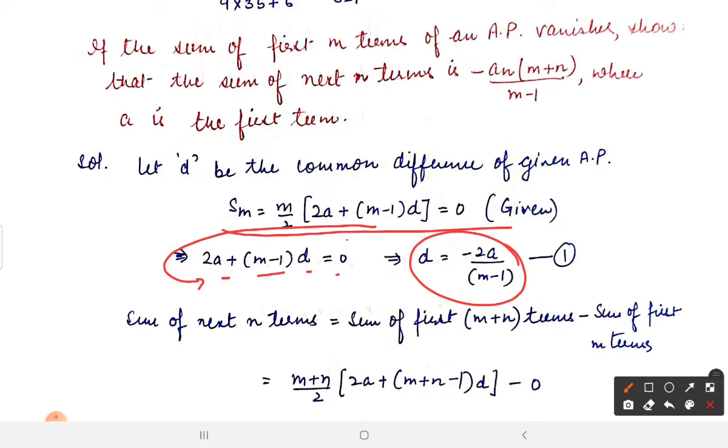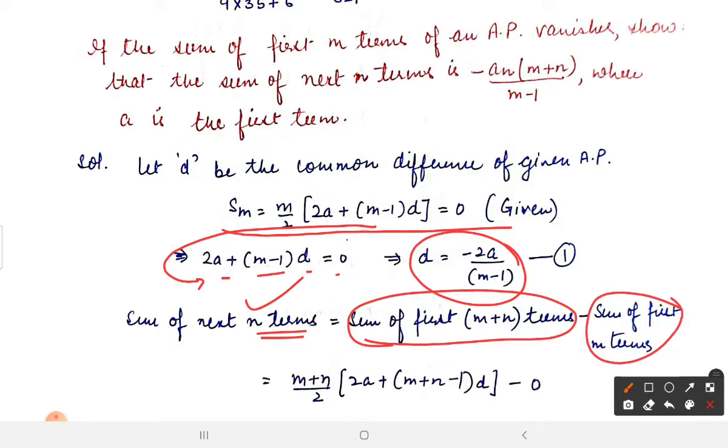We need to find the sum of next n terms. So what do we want to find? The sum of next n terms. To find the sum of next n terms, we need to subtract the sum of m terms from the total sum of m plus n.